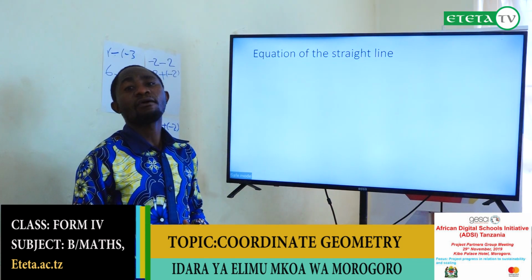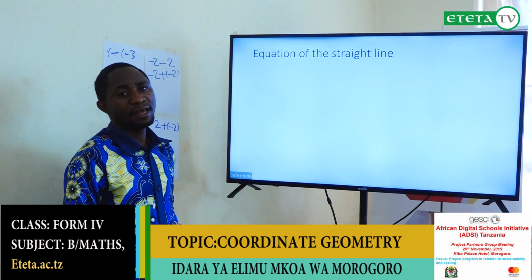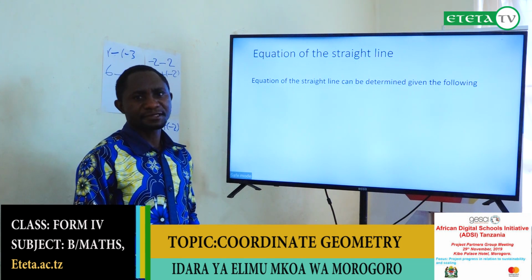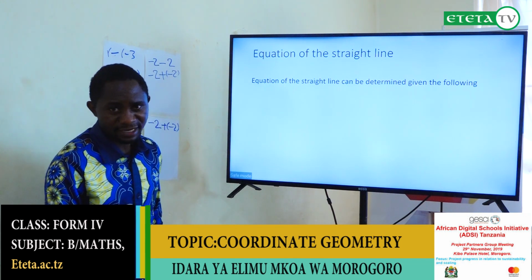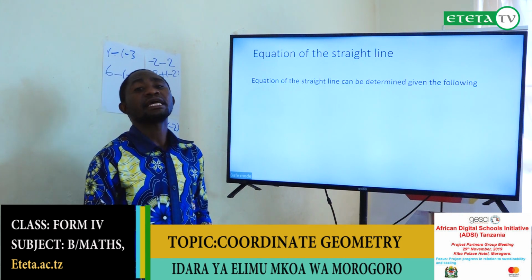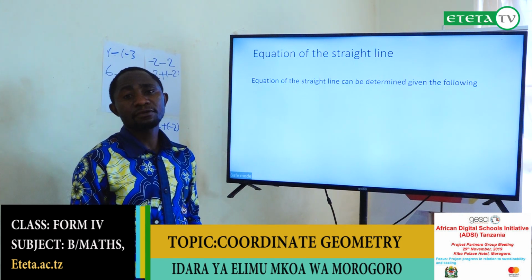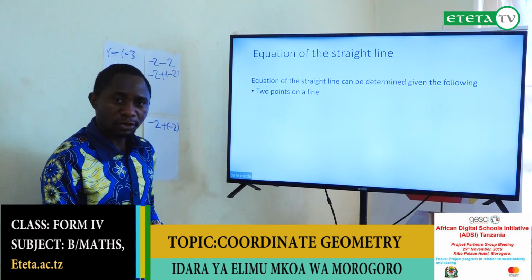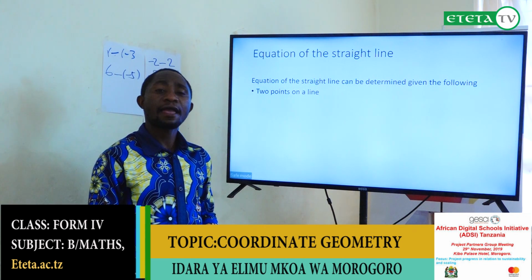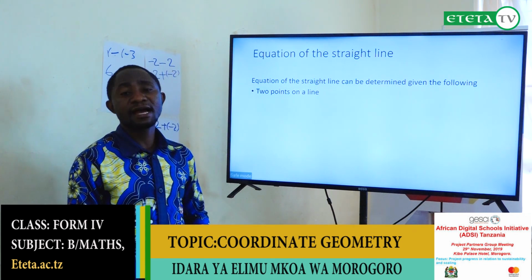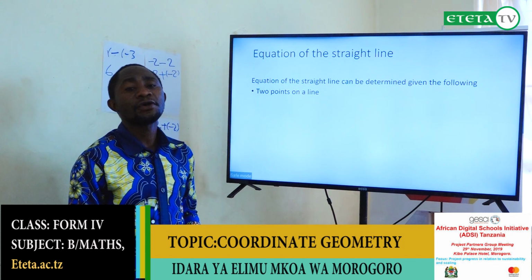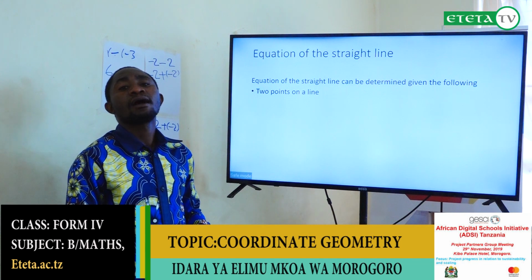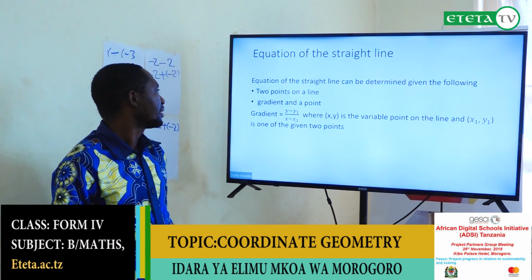The equation of a straight line can be obtained given the following aspects. The equation of a straight line can be found if you are given 2 points on a straight line. Also, the equation of a straight line can be found if you are given a gradient and 1 point on a straight line.